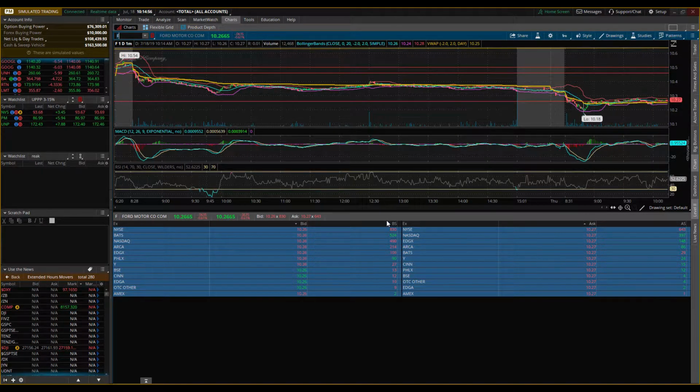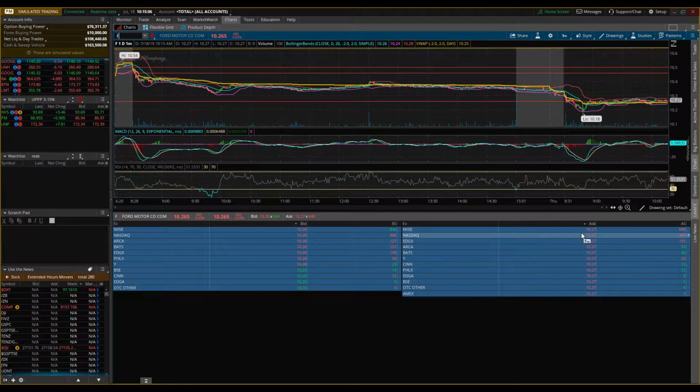One other way that institutions may try to manipulate this data is instead of posting 500,000 shares for sale at the resistance, which is the ask price. So let's say they wanted to sell 500,000 shares at 1027.